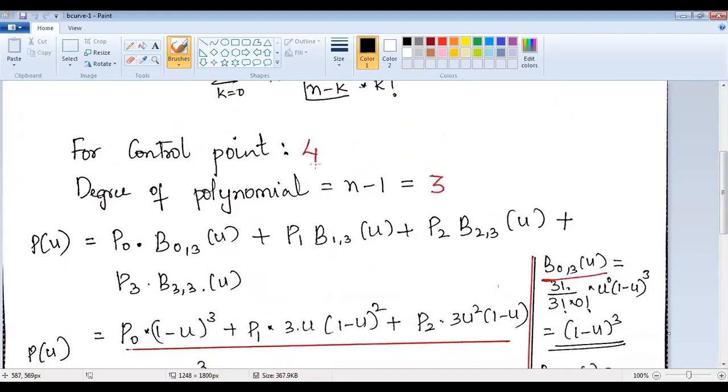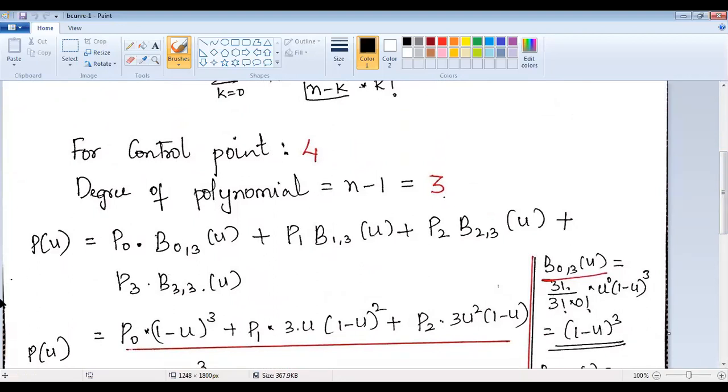This explanation is nowhere in your notes or your textbook. If the number of control points is 4, what is the degree of polynomial? The degree of polynomial becomes n minus 1, which is equal to 3. That means k goes from 0 up to 3.